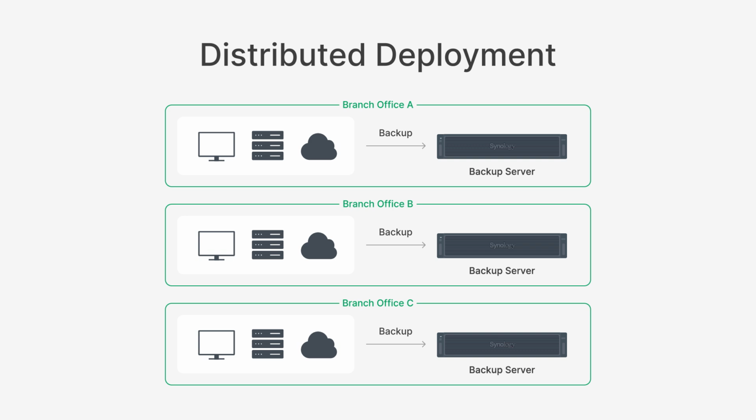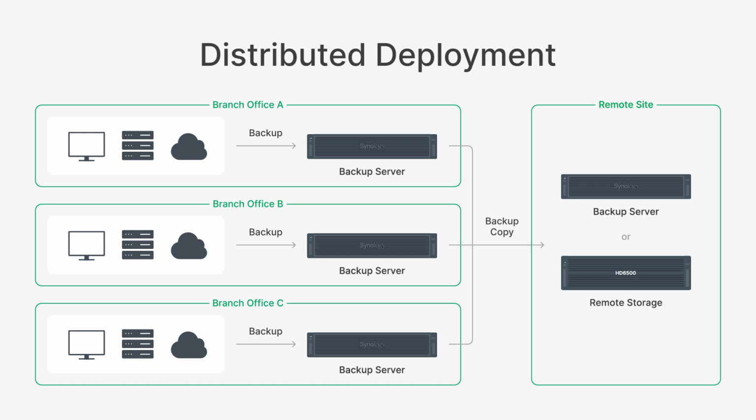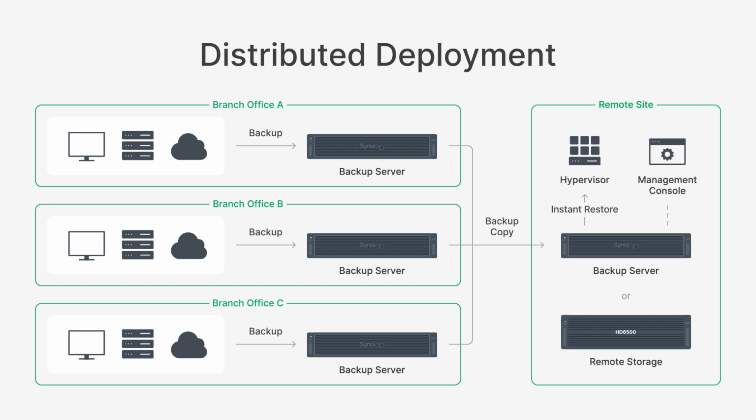And once that is accomplished, you can send that backup copy right back to the HQ location that has that other backup server, that management console, or an HD6500. So that's all doable for a single site or a single DR site solution. But once again, ActiveProtect Manager does scale up to 2,500 other servers.